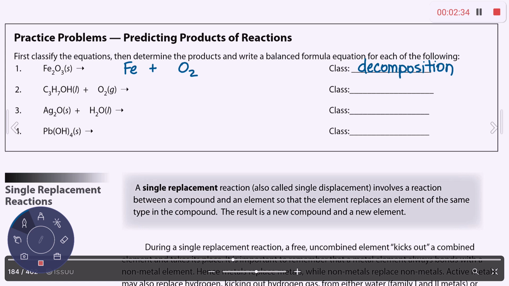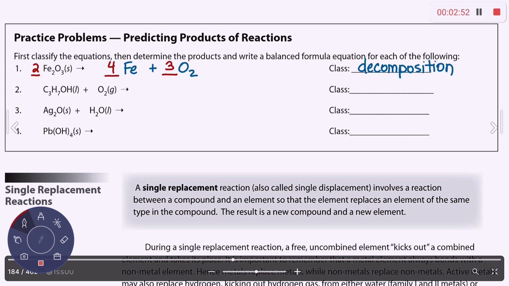And here, is this balanced? No. So how should I balance the oxygen? Let's start with that. 2 here. And what here? 3. And then what should I put in front of the Fe? 4. There you go. Done.